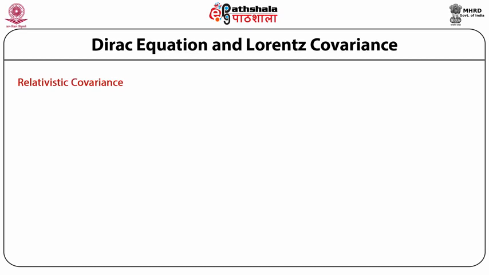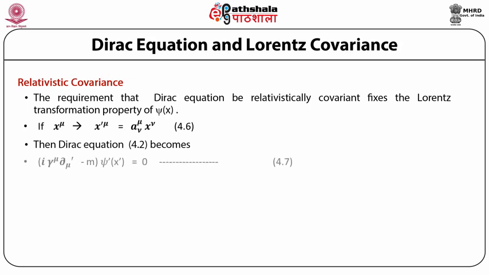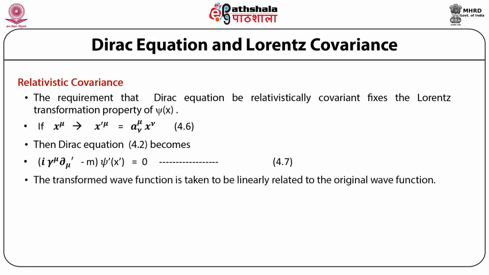Relativistic covariance. The requirement that the Dirac equation be relativistically covariant fixes the Lorentz transformation property of psi(x). If x mu goes to x prime mu, which is equal to A mu nu x nu, the usual Lorentz transformation, then the Dirac equation becomes (i gamma mu d mu prime minus m) psi prime(x prime) is equal to 0. The transformed wave function is taken to be linearly related to the original wave function, so psi prime(x prime) is equal to S(A) into psi.